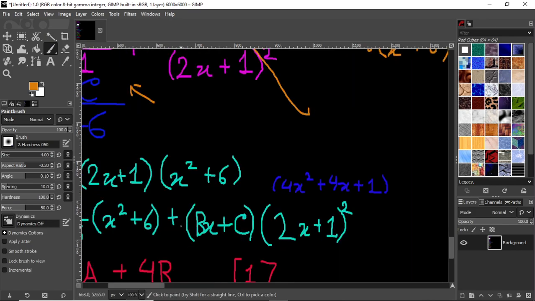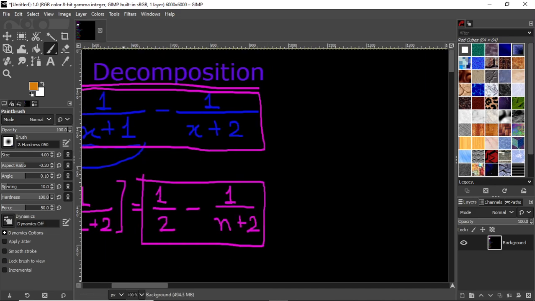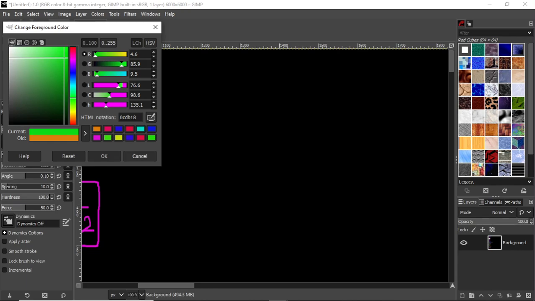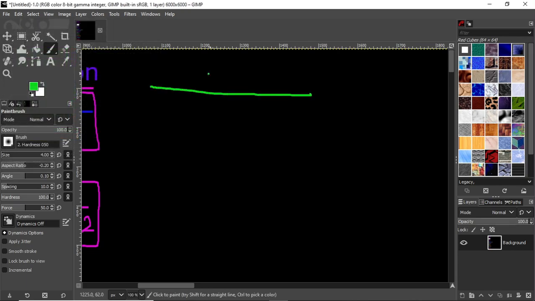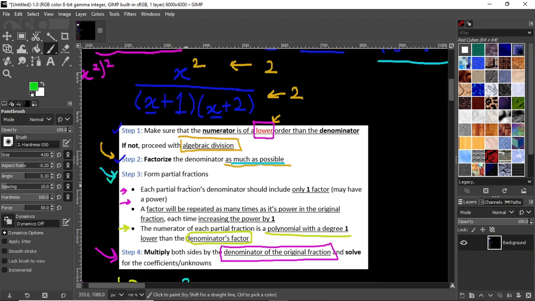Bringing this thing down. All right, so let's try one more difficult example per se. And this one there's actually quite a bit to learn here, and it's pretty interesting. This is x to the power 4 divided by x plus 1 times x cubed plus 1. All right, so again we just need to complete our 4 steps. That's all that we need to do.